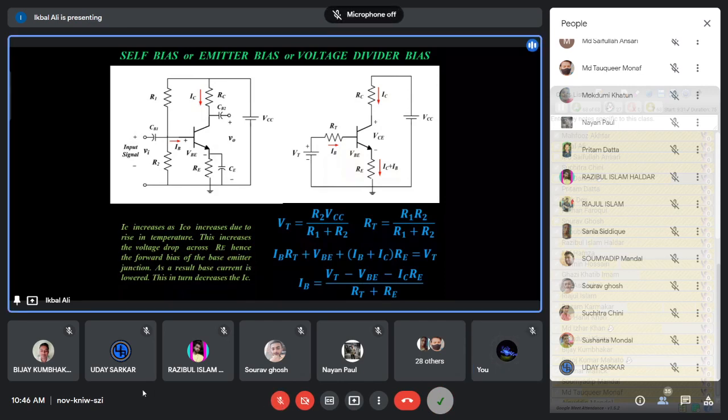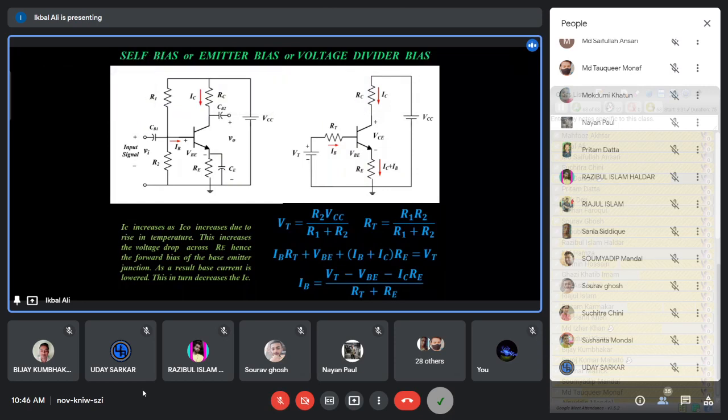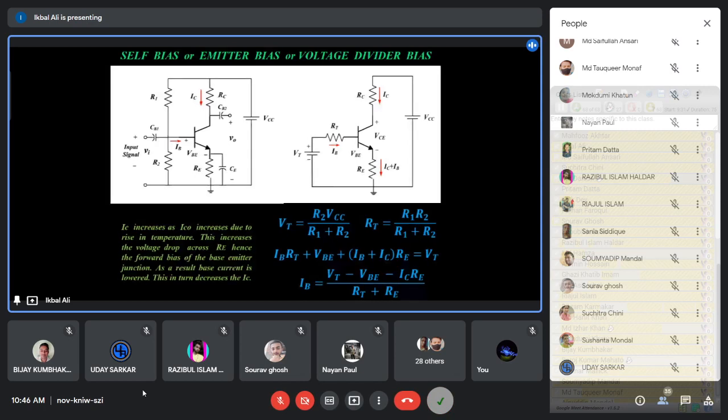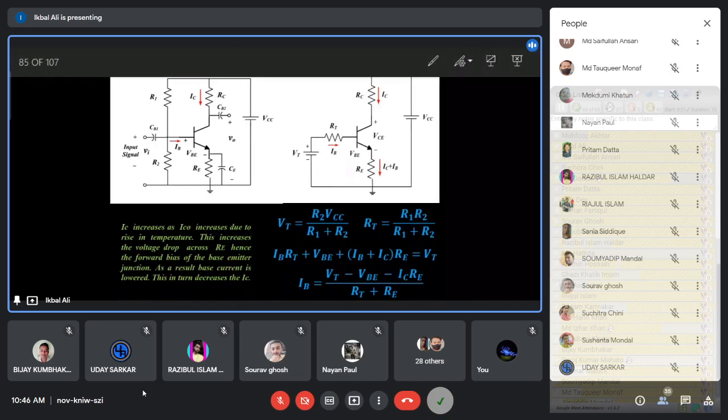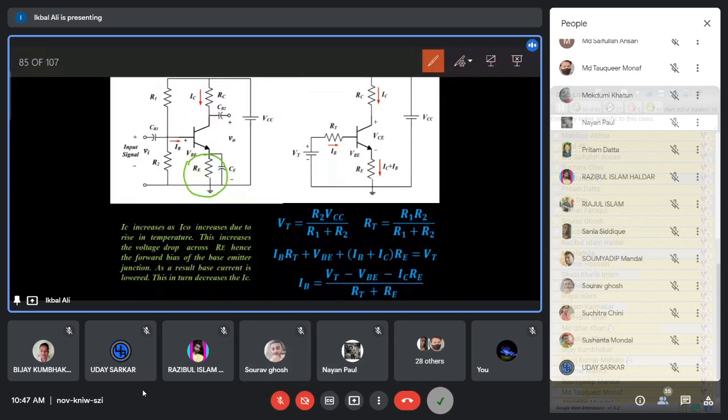Okay, so now we will discuss a little bit about why this circuit is much more stable than the previous two circuits. I have said that it is due to the RE resistance. So due to this RE resistance, this circuit is much more stable than the previous two circuits. Why it is so, we can understand with a very short argument. We can prove why this circuit is so stable.